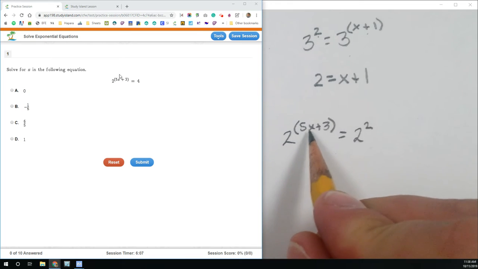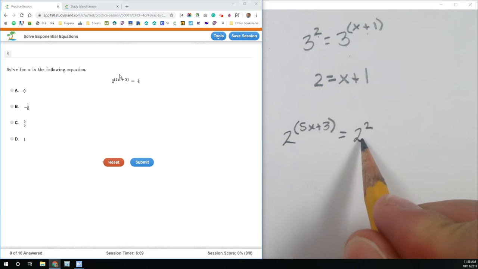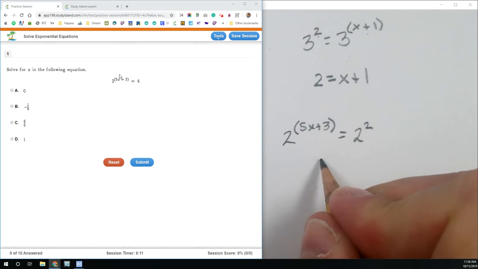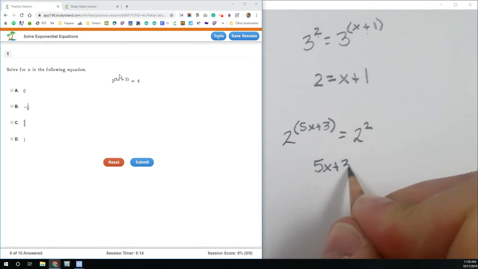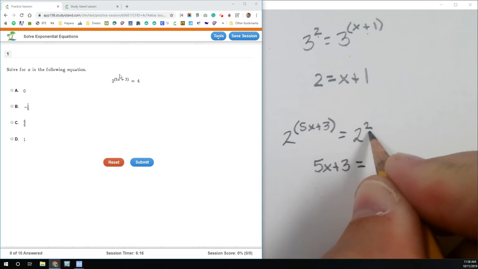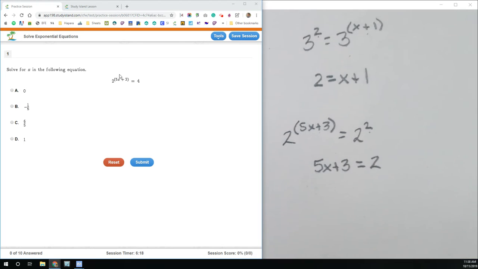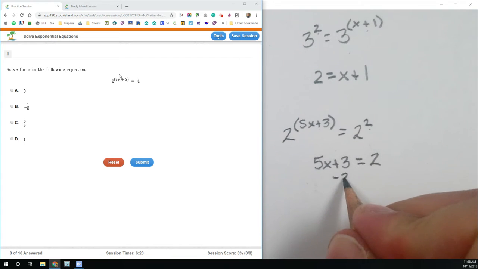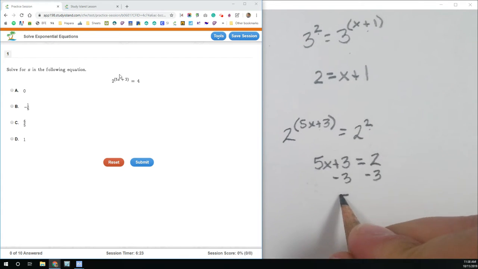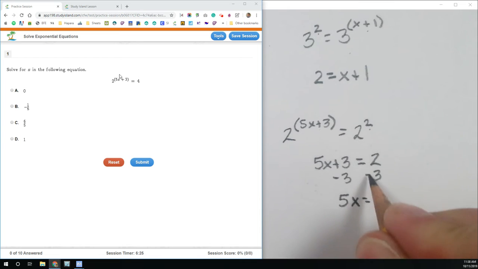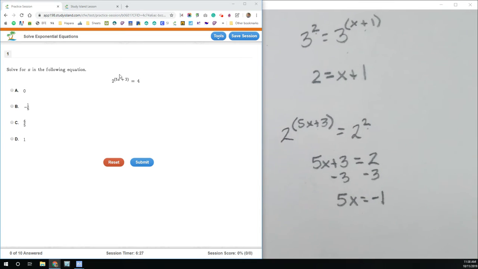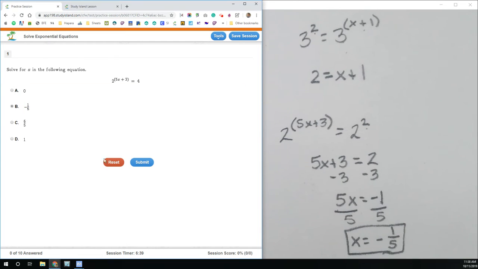Well, since 2 to the power of 5x plus 3 is equal to 2 to the power of 2, I can write the equation that 5x plus 3 is equal to 2. And now I can solve this equation. I can subtract 3 from both sides, and I can get 5x is equal to 2 minus 3 is negative 1. And now I can divide by 5 on both sides to get my x by itself. X equals negative 1/5. And so that's my answer. And that's what this is right here.